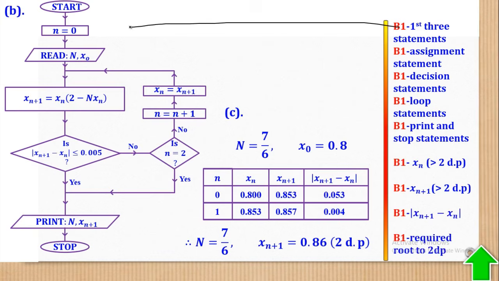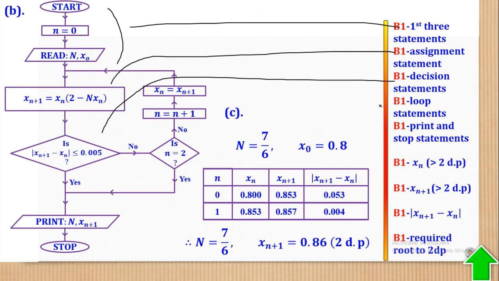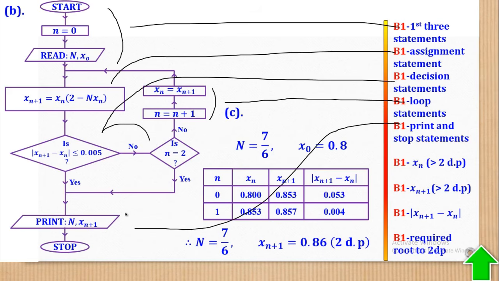So B1 for the first 3, then B1 for the assignment, B1 for the decision, B1 for the loop, B1 for the print. The decision means both these decisions, then this print and stop statement. Then B1 for the column of xn, but the value should be greater than 2 decimal places. B1 for xn plus 1, with more than 2 decimal places. B1 for the difference, and B1 for the required root and value of capital N.